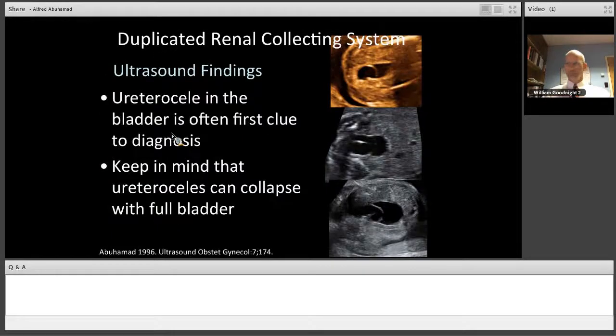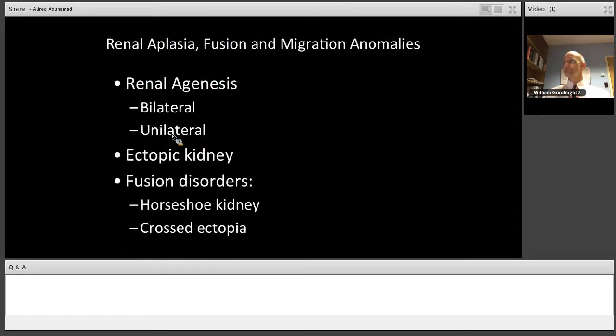Keep in mind two important factors about ureteroceles though. First is that ureteroceles in the bladder could be your first clue to the presence of a duplex kidney. Second, if the bladder is really full, and that's more of an issue postnatally than prenatally, the ureteroceles can collapse and you may not see them. And on occasions, you may have to resort to a transvaginal ultrasound to see those. So keep that in mind.